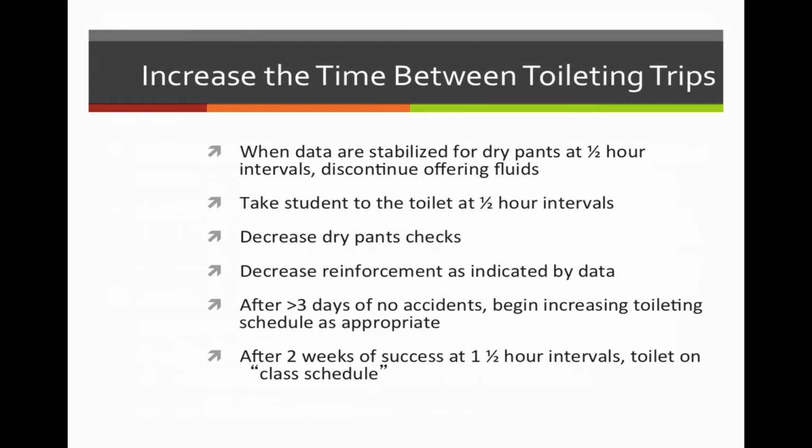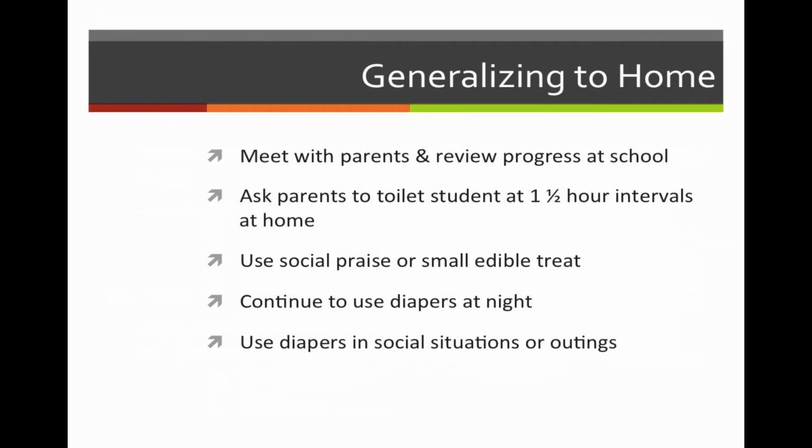And after more than 3 days of no accident, we're going to begin increasing toileting schedule as appropriate. So we're looking at things like after 2 weeks, we should be at 1.5 hour intervals, and the toilet goes on a class schedule. So every other kid is going to the bathroom at recess and before lunch. And we're looking to really get to that level of natural toileting time.